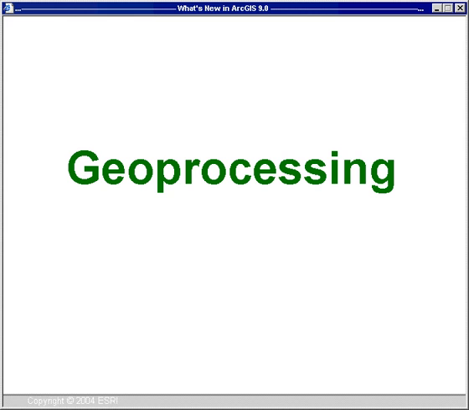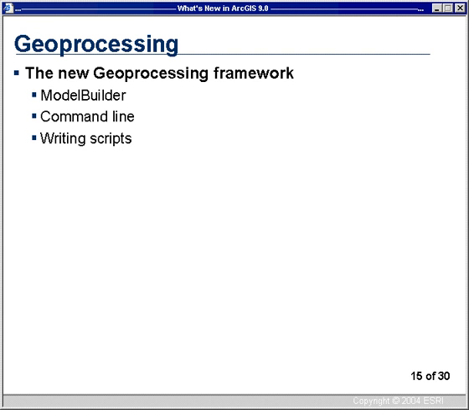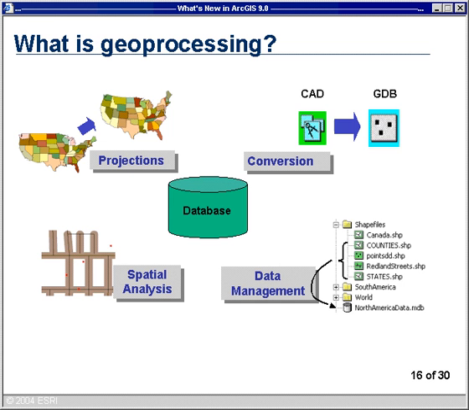Now we'd like to move on to the second topic, and this is geoprocessing. This is definitely one of my favorite pieces of ArcGIS 9, and this is a really huge framework. What we're going to look at is the new geoprocessing framework. This framework includes hundreds of tools to get your work done. Also, there are many different ways of running these tools, through Model Builder, Command Line, and writing scripts. So let's take a look at these.